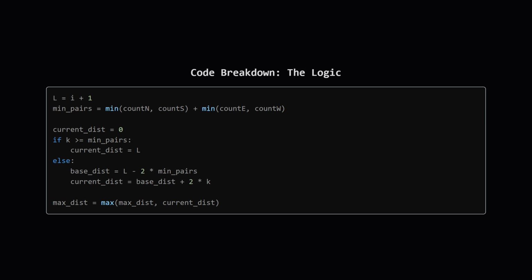Next, we check if our change budget k is enough to fix all those pairs. If it is, the current best distance is just the number of steps. If not, we calculate the distance using our other formula, the base from non-conflicting moves, plus 2 for every change we make. Finally, we compare this potential distance with the best one we've seen so far, and we update our maximum if we've found a new winner.